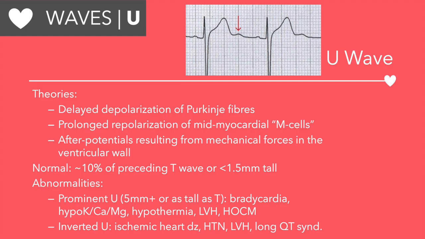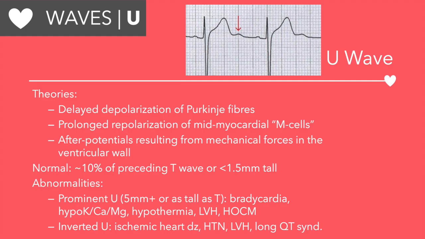millimeters tall. Abnormalities in the U wave include a prominent U wave or an inverted U wave. The prominent U wave is defined as 5 millimeters or more, or as tall as the T wave. This can happen in bradycardia, hypokalemia, hypocalcemia, hypomagnesemia, hypothermia, left ventricular hypertrophy, and HOCM, hypertrophic obstructive cardiomyopathy.